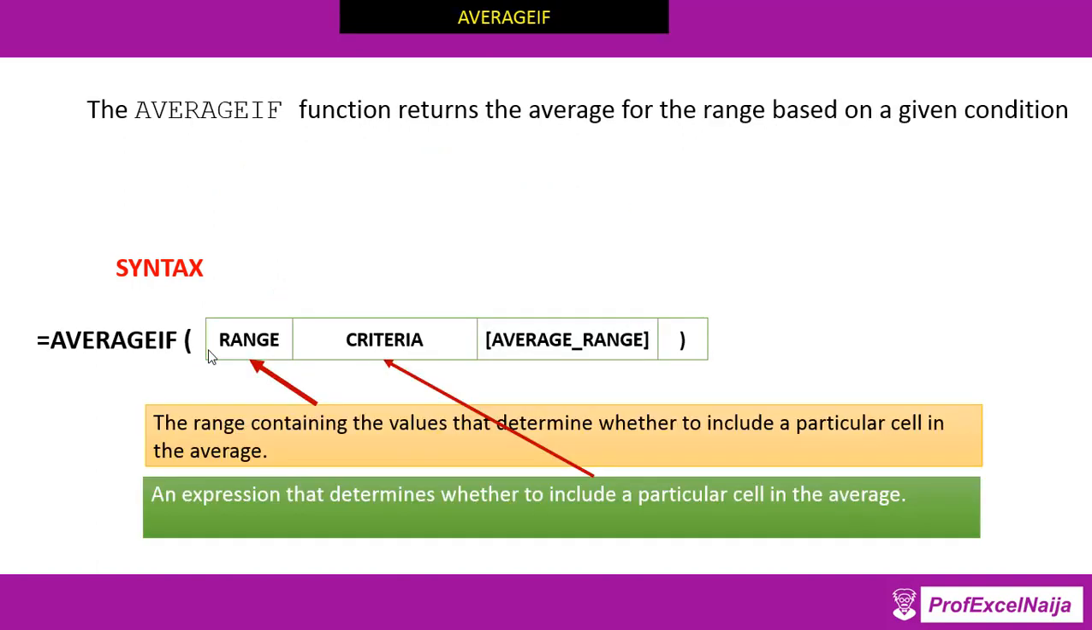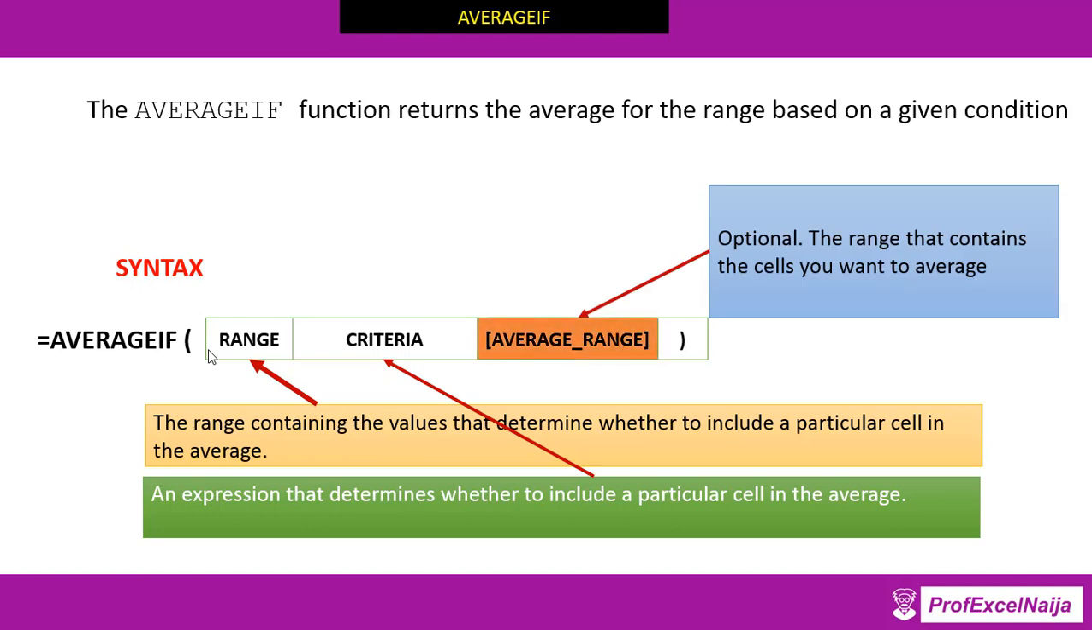The sister function is the AVERAGEIF, which also has three arguments. The only difference is the last argument, which is also optional, and is the average range. We'll demonstrate this in our Excel spreadsheet.